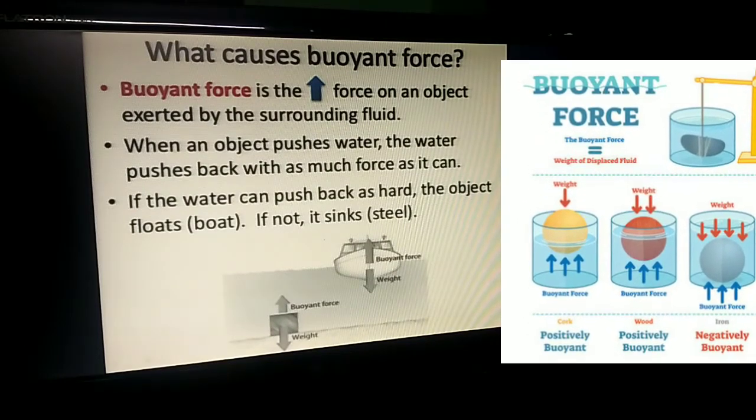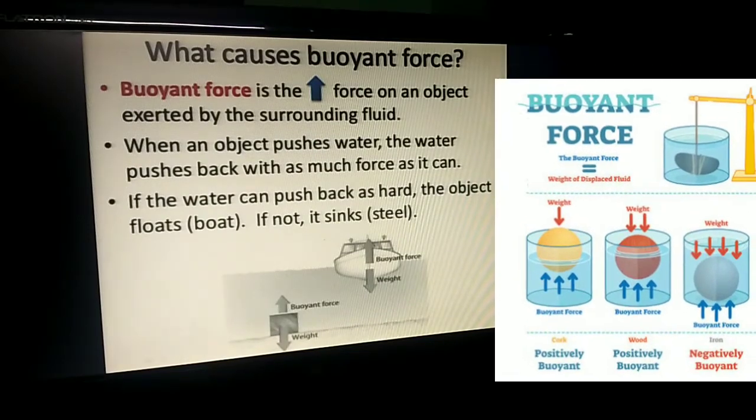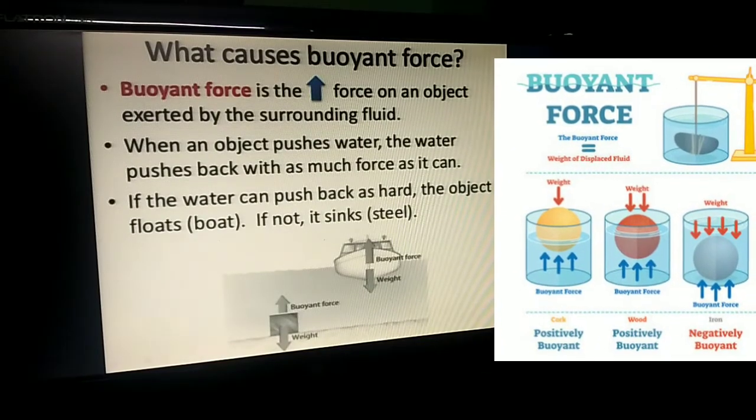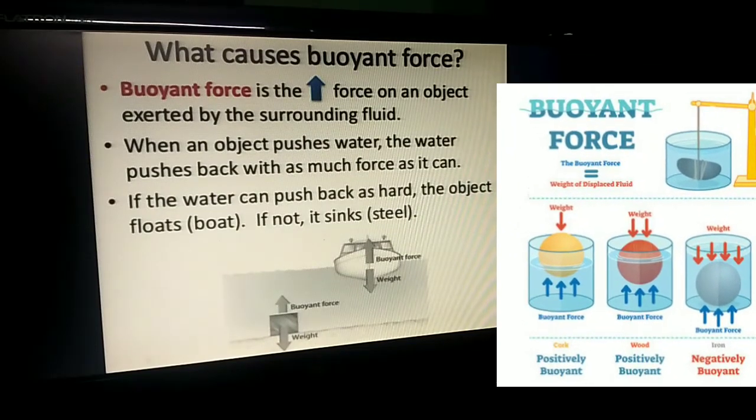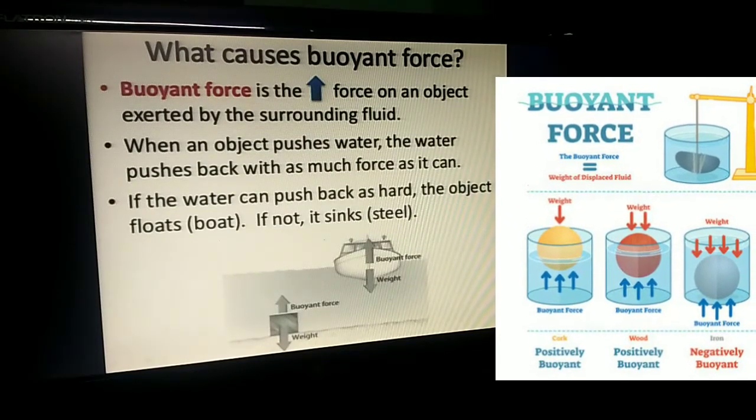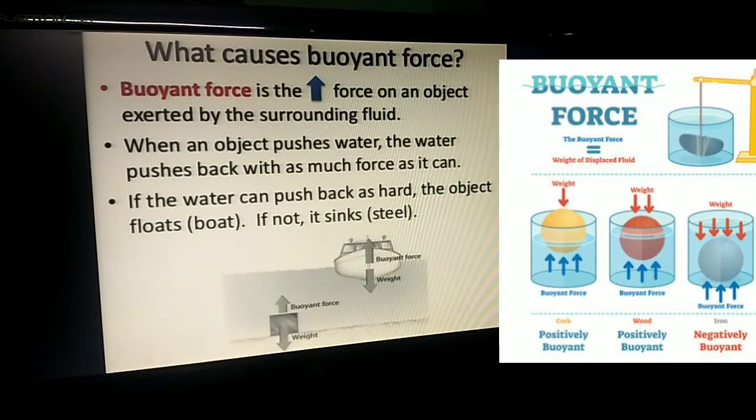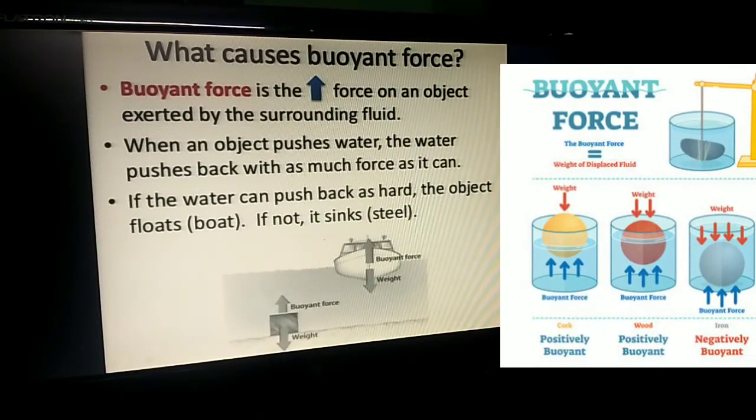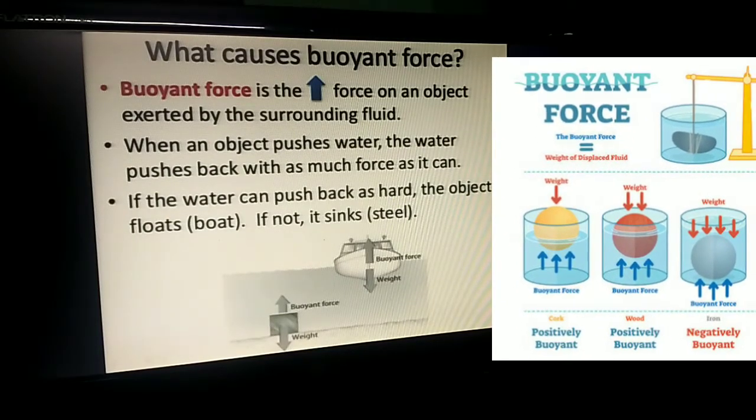What causes buoyant force? Buoyant force is the upward force on an object exerted by the surrounding fluid. When the object pushes water, the water pushes back with as much force as it can. If the water can push back as hard, the object floats, for example a boat. If not, it sinks, for example steel.